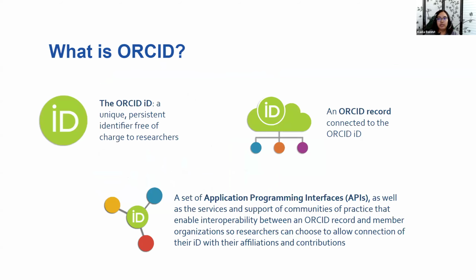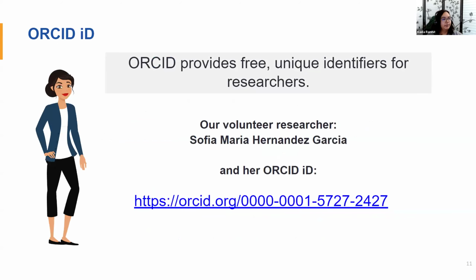There are three main components that make up ORCID: the ORCID ID, which is the unique person identifier that is free of charge to researchers and individuals; the ORCID record, which includes information about the individual from their employment history, education, and works, as well as many other things; and the ORCID API, or Application Programming Interface. The ORCID API allows the research community to work collaboratively with ORCID by allowing connections between the ORCID record and member organizations. And we'll go into a little bit more detail about the ORCID API a little bit later.